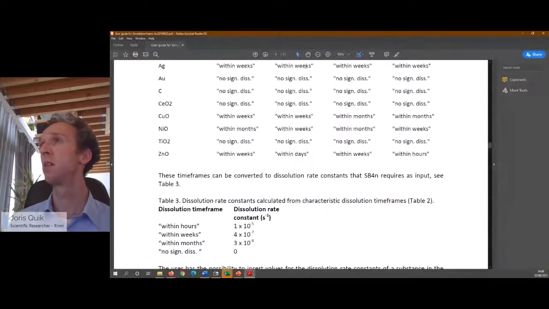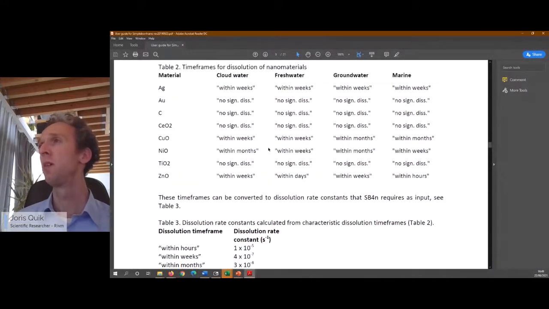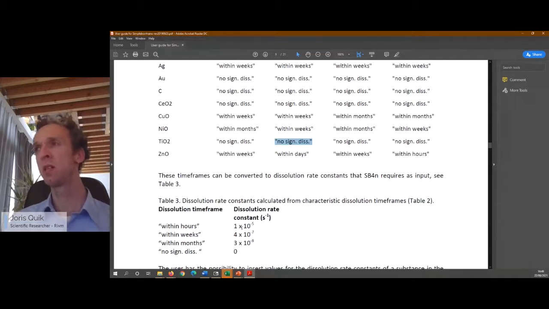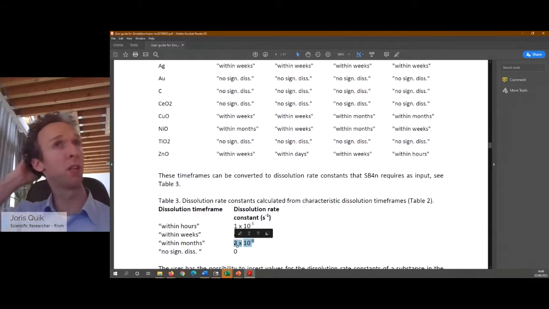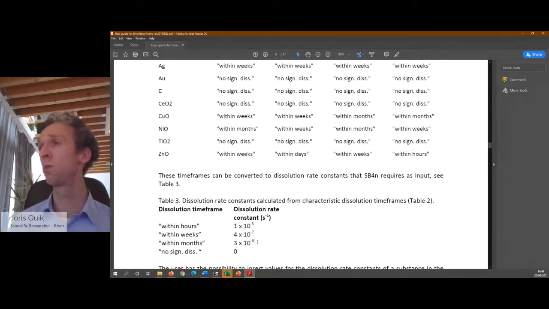on page 9 there are some highlights given of the ranges in which we expect dissolution to take place in different compartments. So in fresh water, for titanium dioxide, you would have dissolution within weeks or months, or no significant dissolution. We translated it to a basic dissolution rate constant, which you could apply for the different situations. So for example, you could say, I think titanium dioxide is dissolving a little bit. So you put in a very low number, and this will mean a little bit is changed from the particulate phase to the dissolved phase.